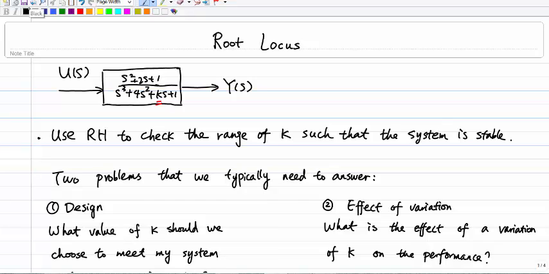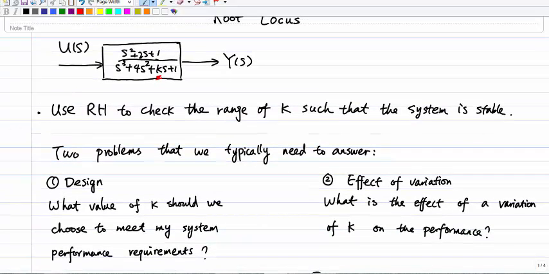If I give you a certain closed loop transfer function given by this, in which I have an unknown parameter, which is k, we can use the Routh-Hurwitz criterion to check the range of k such that the system is stable. Okay, so I want to repeat that. If you know how to do it, you can check my previous video.